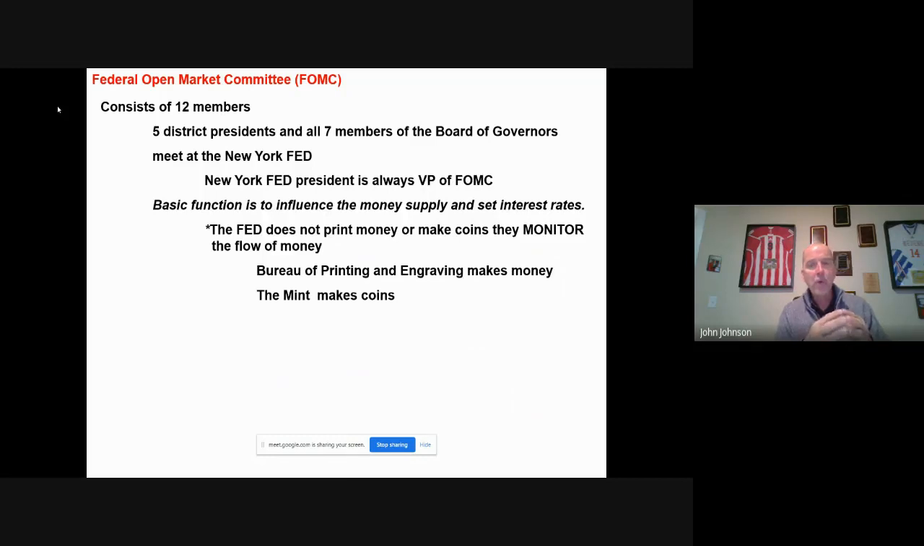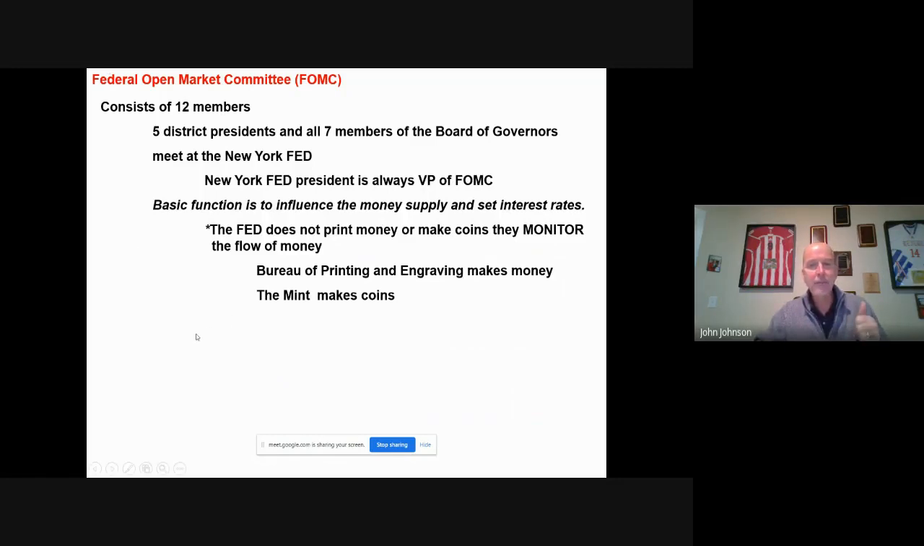So in order to do this, they need to have a real pulse on the financial situation, and the financial capital of the world is Wall Street. So this is why they meet in New York. So what the FOMC does is influence the money supply and set interest rates. They monitor the flow of money.